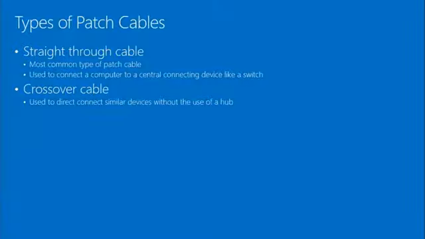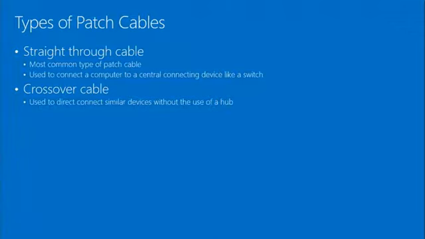So we have types of patch cables. We have straight through cables, and these are cables that I was referring to, the most common type. The wiring on both ends of the jack are exactly the same. One wire is for transmit, one wire is for receive. So the different wires have different functionality.